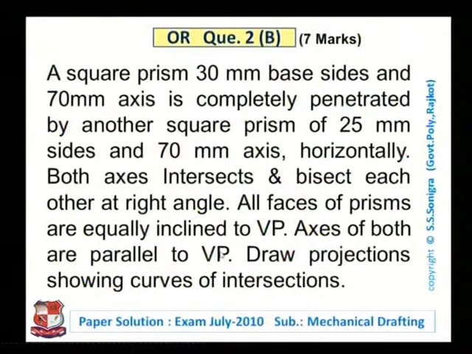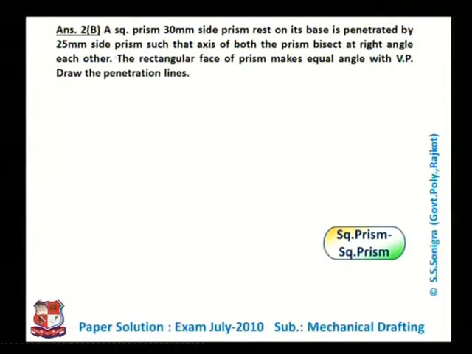This means we have to draw its front view and top view in such a way that all the faces of the prism make equal angles. So for a square prism, that angle would be 45 degrees. Draw projections showing curves of intersection. As both are prisms, the curve of intersection would be straight lines in some ways. So we have to join the points of intersection with straight lines in this case. So first, the given data is like this.